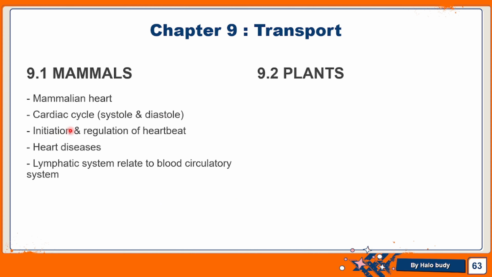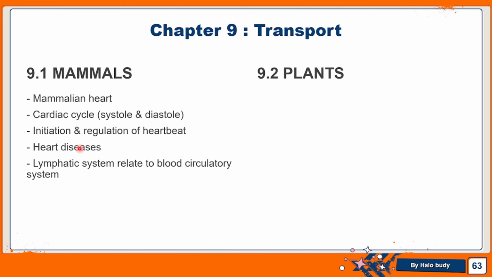Okay. The next one is initiation and regulation of heartbeat. So this one is how our heartbeat starts. You don't want to confuse these two. This cardiac cycle is to learn how the blood flows in the heart, the role of the cardiac muscle in the blood flow in the heart. And this one is you need to learn how our heartbeat starts to beat. So this is the initiation and regulation of the heartbeat. This one you also learned in SPM, the SA node, AV node, the sinoatrial node and atrioventricular node.